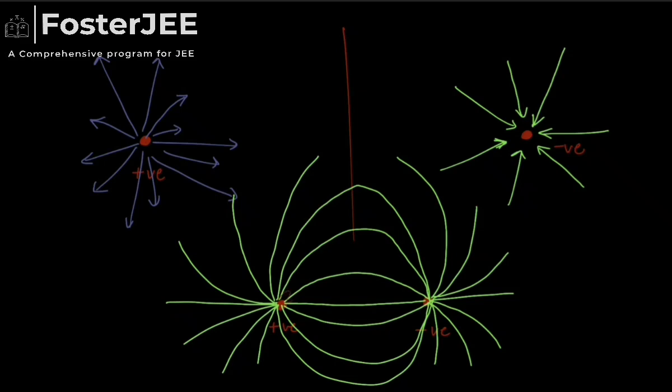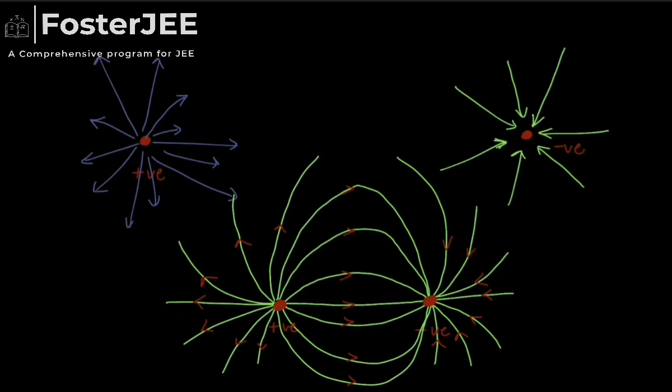Now we are showing it like this due to lack of space, but the field is emerging from positive charge and it's terminating on negative charge. These field lines are terminating on this charge.